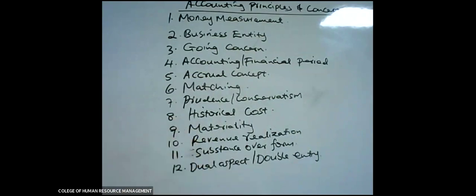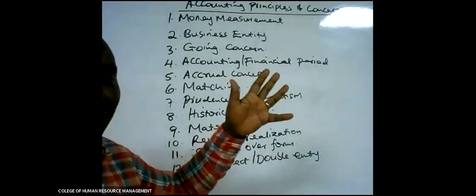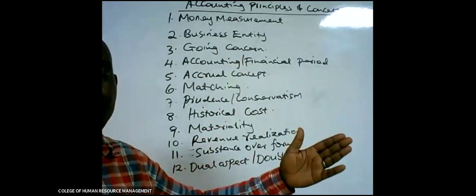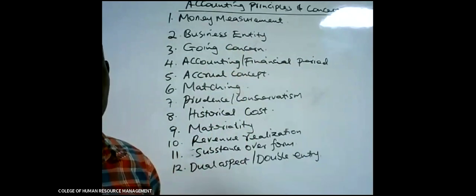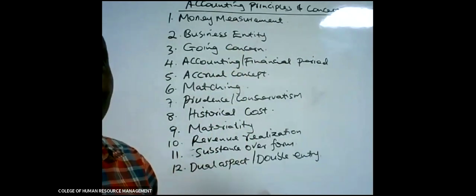The prudence or conservatism concept simply states that assets and revenues, those are the positive sides, should not be exaggerated.